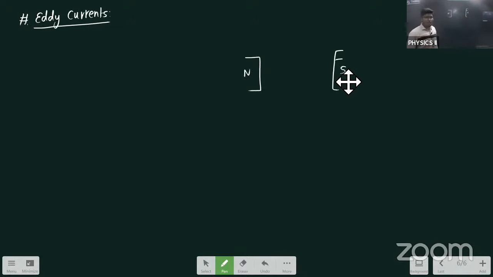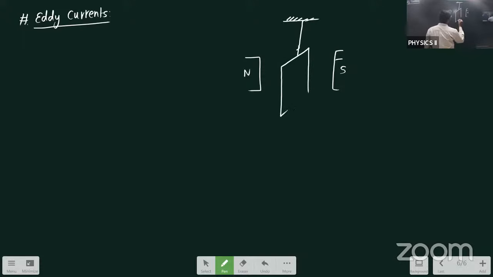Assume that there are two magnets. Here there is one magnet of North Pole. Here I am having one more magnet of South Pole. Now, is it a constant magnetic field or a varying magnetic field? Constant magnetic field. Next, I am taking a metal plate here.